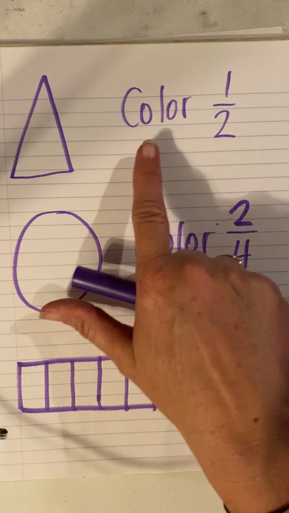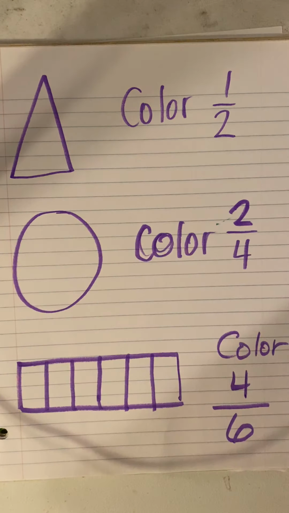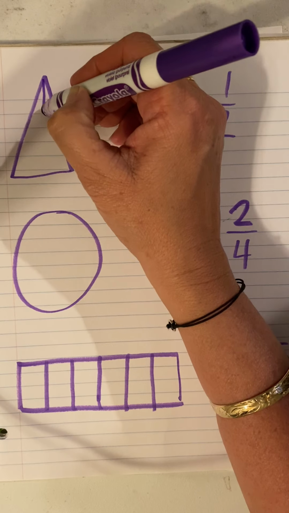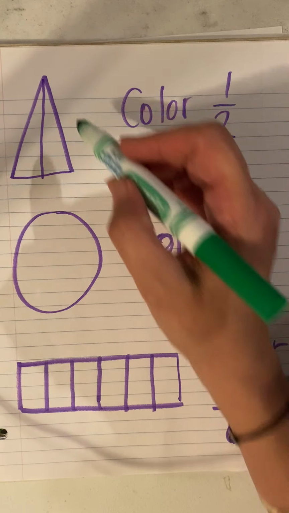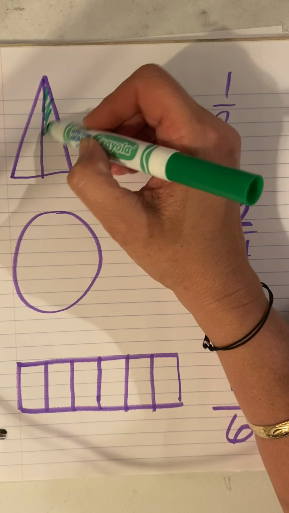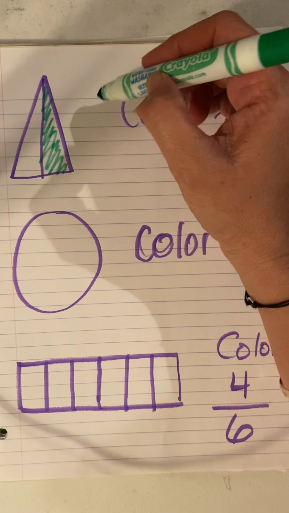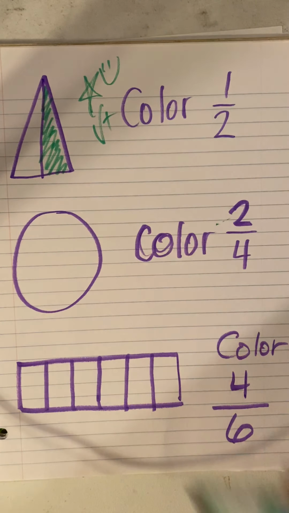All right, first one says color 1/2 of this triangle. So it has to be equal parts. So let's draw a line right down the middle, and we're going to color in 1/2. So pick one of the halves and shade it in. If yours looks like that, give yourself a little star or a happy face or a check plus.